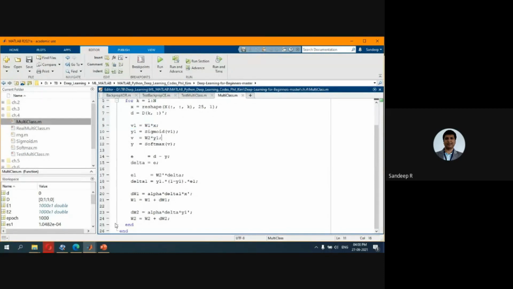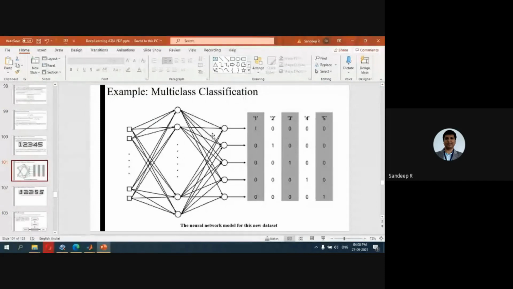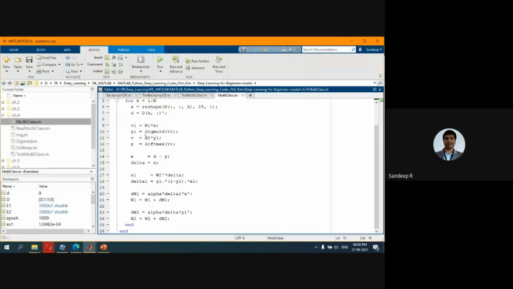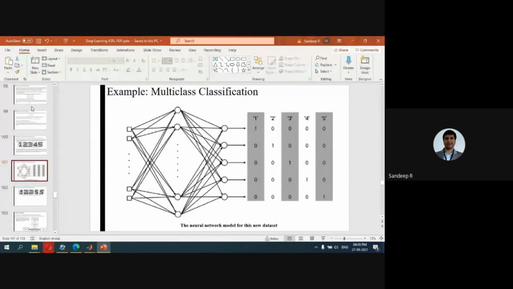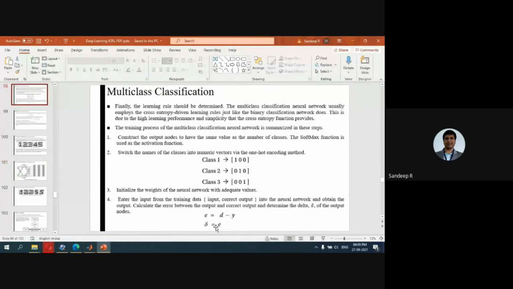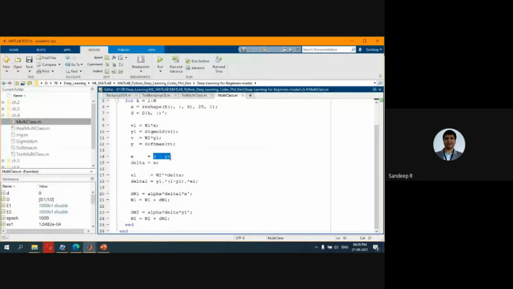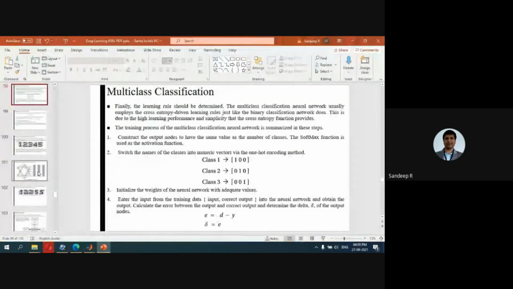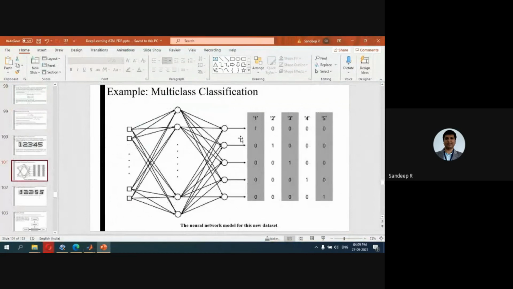Fine. Next, what do we do? It is the weighted sum of the inputs and then given to the softmax function, because this is the output layer. So the weighted sum of the inputs and then the output of the softmax function is the final output. So y is the final output. Next, as per this equation, d minus y, delta is equal to e. Okay, and then this is done. So we have calculated the error between the correct output and the output of the neural network. Delta is calculated as per the cross entropy function rule, and now we are propagating backward.